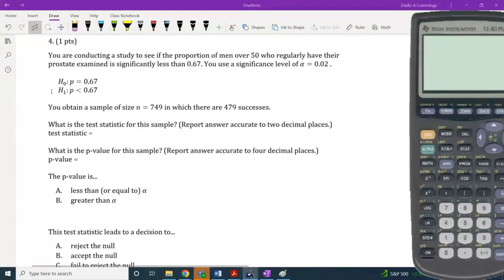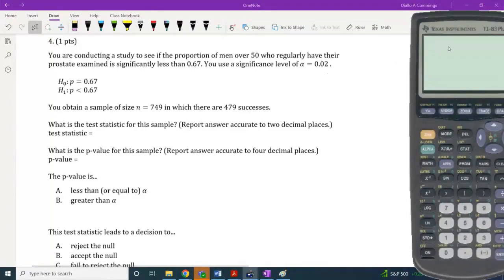sometimes you may see the alternative hypothesis written as H. Sometimes you may see it written as H1. So here they're just writing that out as H1. So it says that the proportion of men regularly having a prostate exam over 50 is less than 0.67. So notice they're giving us proportions instead of means.